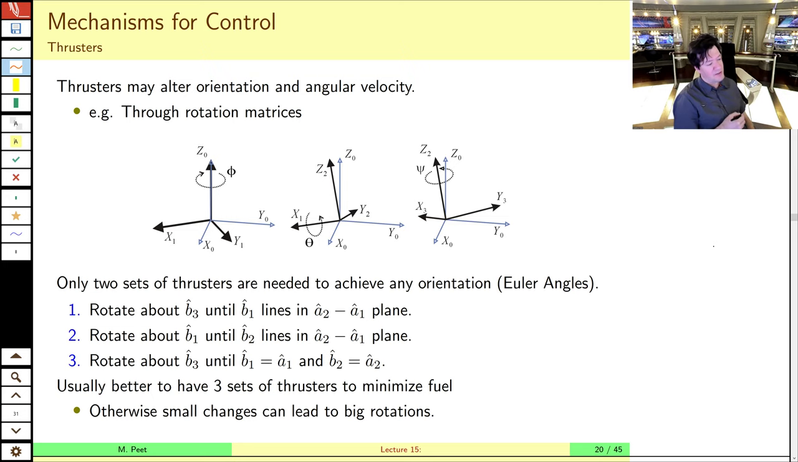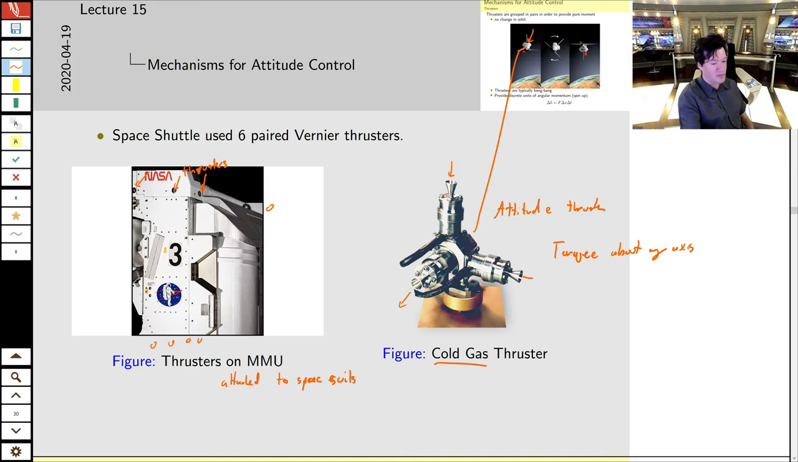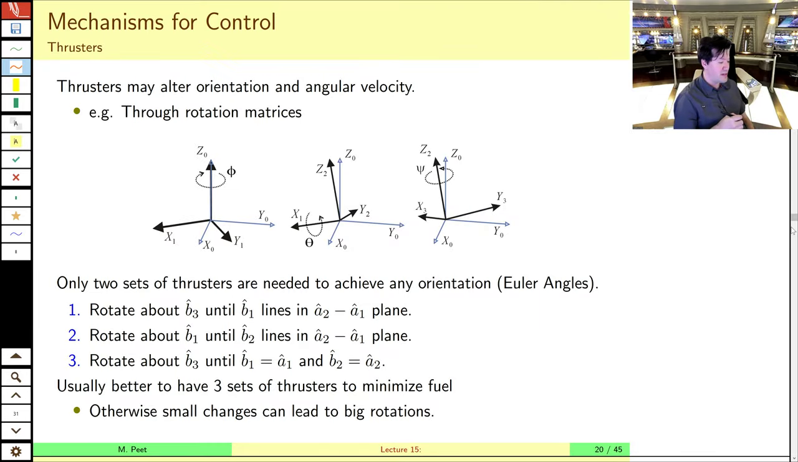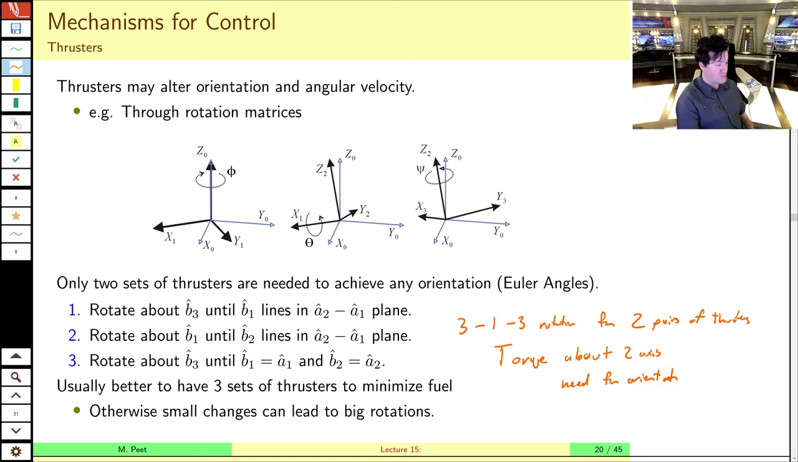And while we typically have, like in the previous illustration, the ability to create torques about three axes, really you only need two axes to create any desired rotation just by using a 3-1-3 rotation, for the case where you have two pairs of thrusters. Now this isn't true in general. You need torque about two axes in order to achieve any desired orientation. For continuous control, you generally want three axes or four axes. And this is just a standard 3-1-3 rotation to achieve any desired orientation.